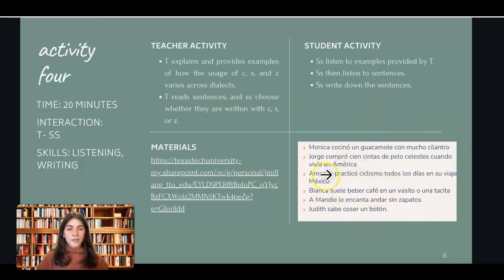So for this activity, it will also be interesting to see how I pronounce this, because I again differentiate between these sounds, besides how someone else pronounces them.